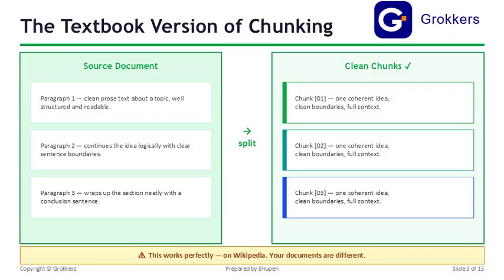The problem is, it describes a document type that almost never appears in real enterprise or research workflows. The warning at the bottom of this slide is the most important text on it. This model works on Wikipedia articles, on well-formatted blog posts, on carefully authored documentation. Your actual documents, the PDFs, the slide decks, the scanned reports, are a completely different challenge. That is what we look at next.